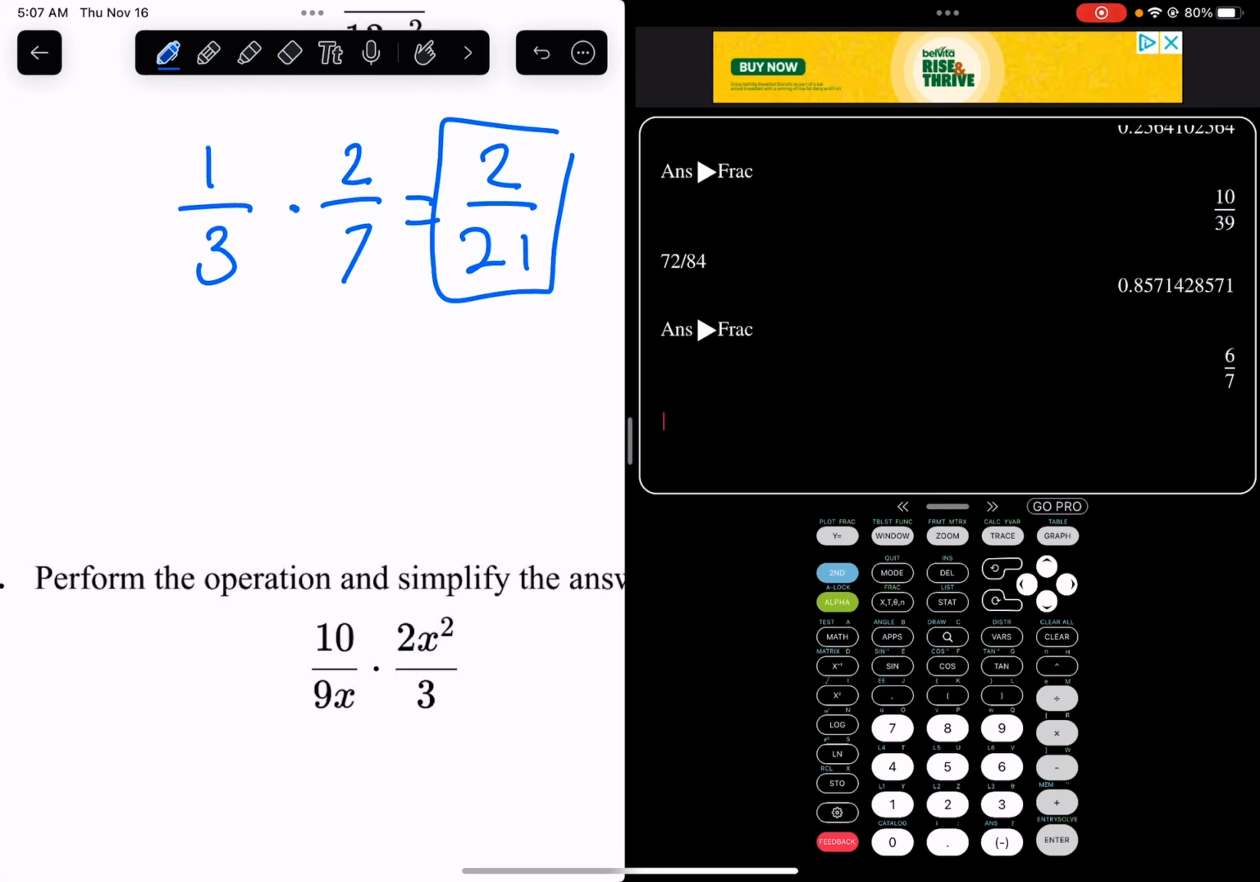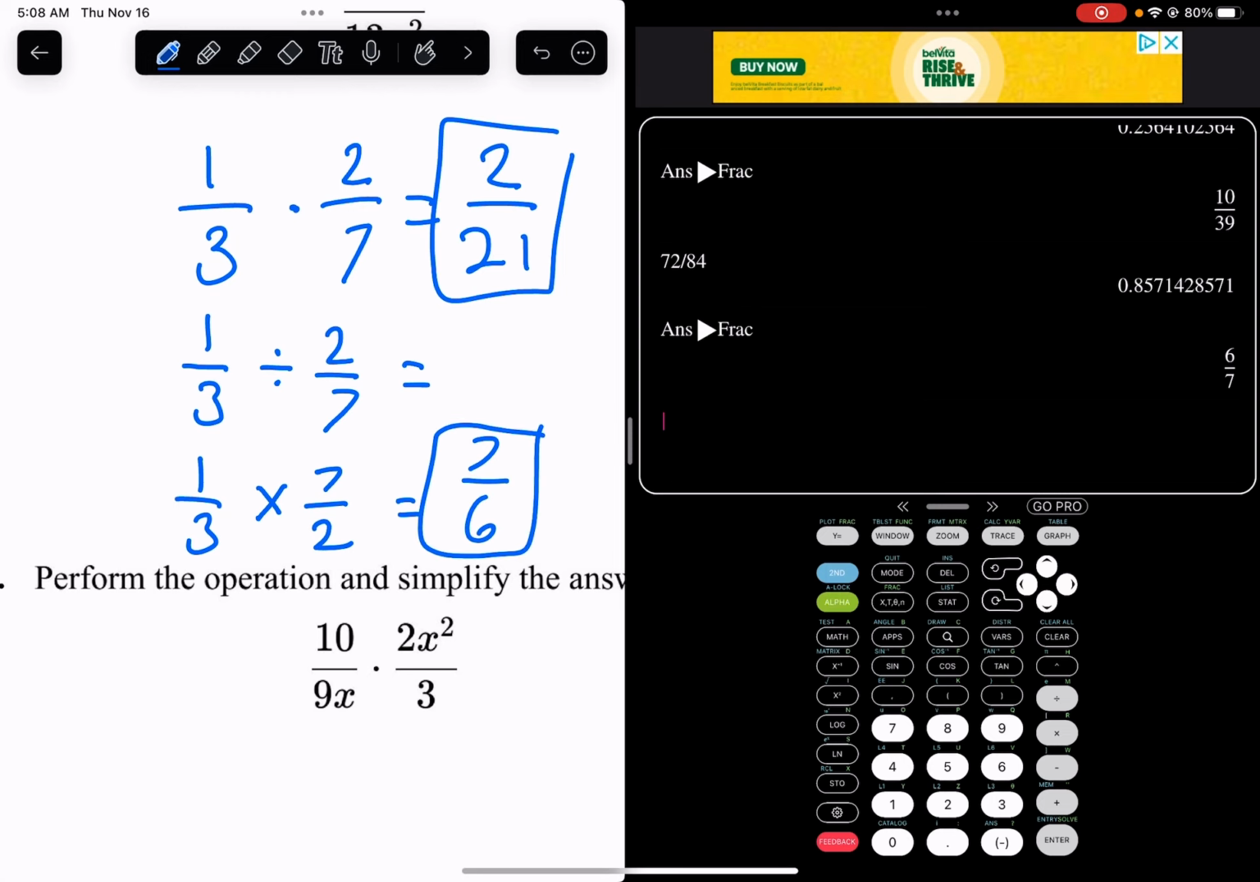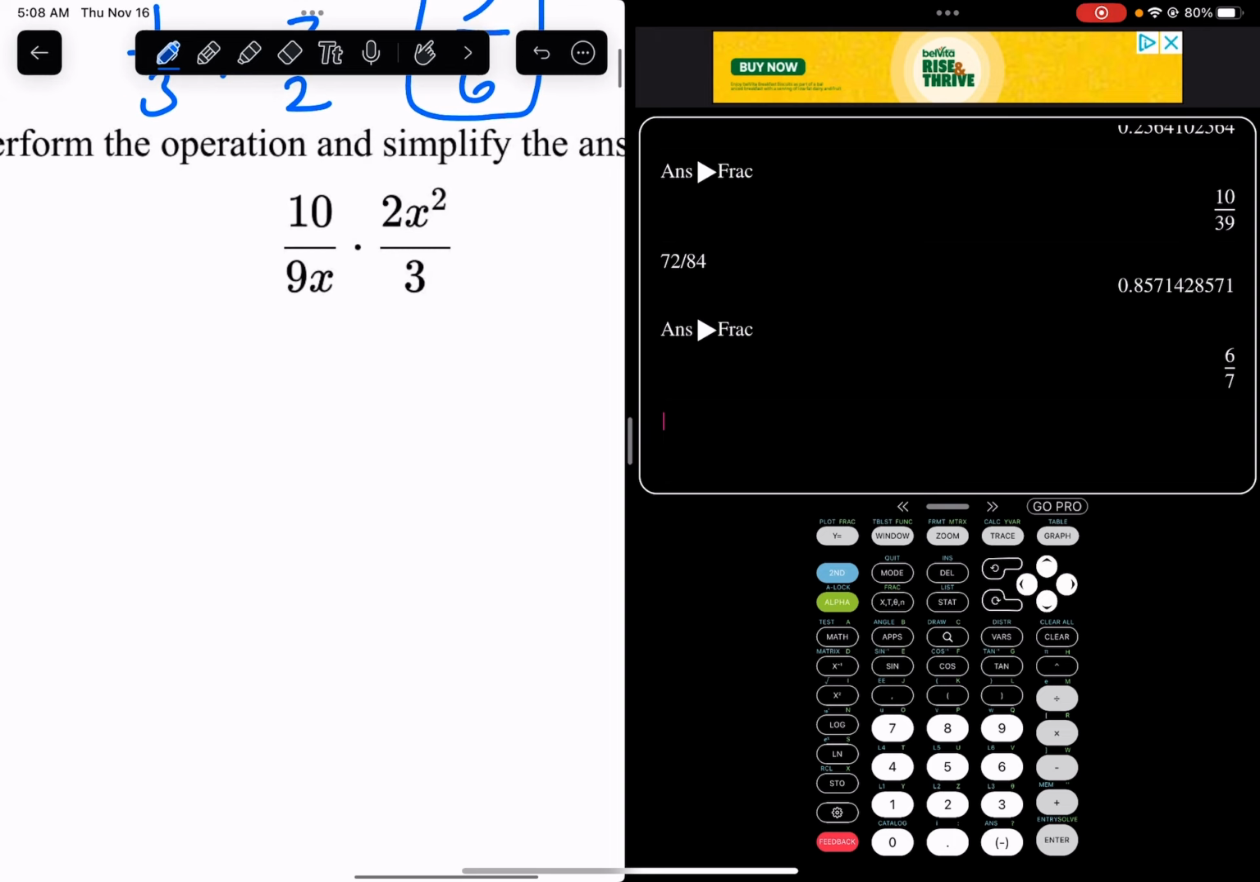For division, if we had 1/3 divided by 2/7, we're going to do the keep, change, flip. So we keep this fraction the same, change this to multiplication, and flip the second fraction. And now it's multiplication, and it's no problem. All right, so that's how we multiply and divide fractions. So we'll go ahead and do this here.